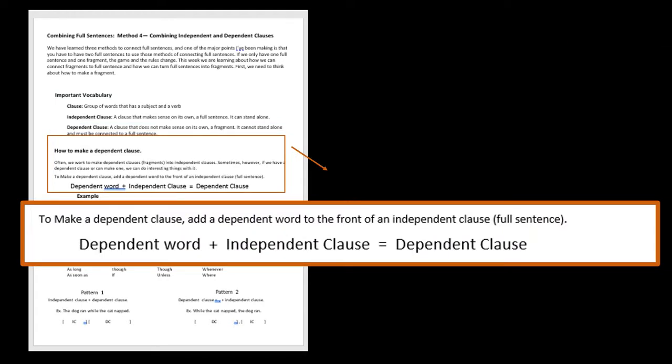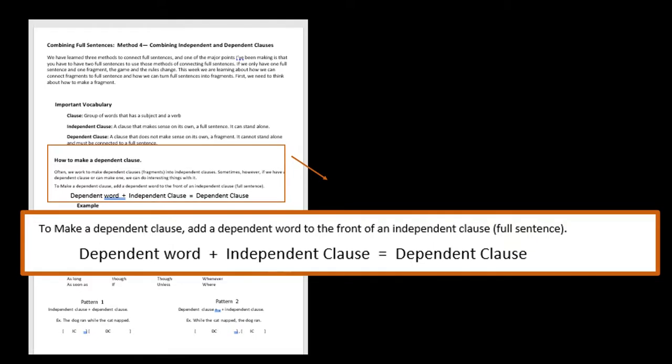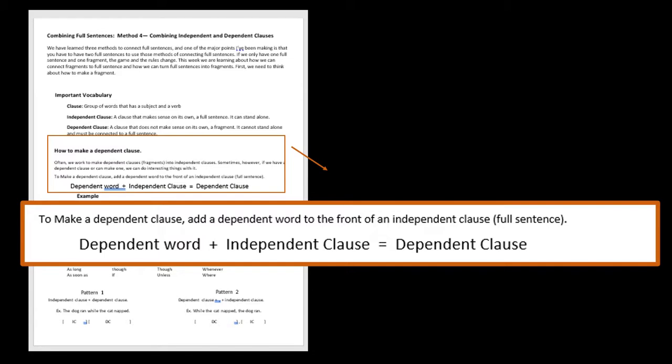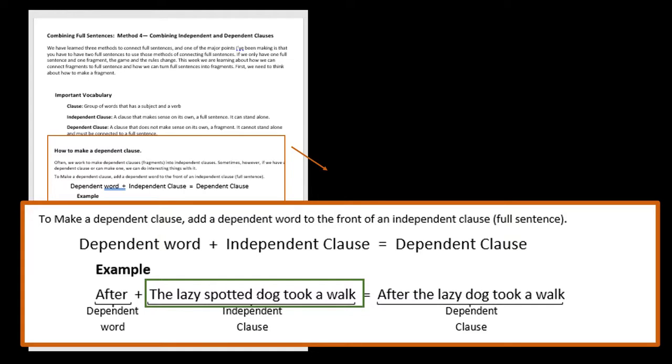So what we're learning this week is, how do you get a dependent clause? Because if you get a dependent clause, you can do interesting things with it. So the recipe for making a dependent clause is you add a dependent word onto the front of an independent clause, and those two pieces together equal a dependent clause. This is how I do math. It's wordy. So here's our example.